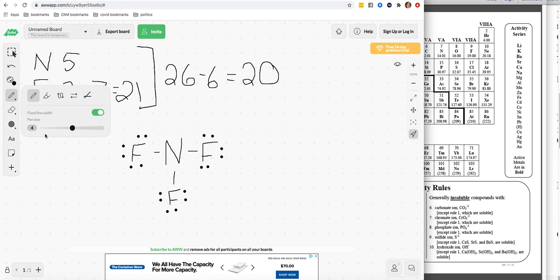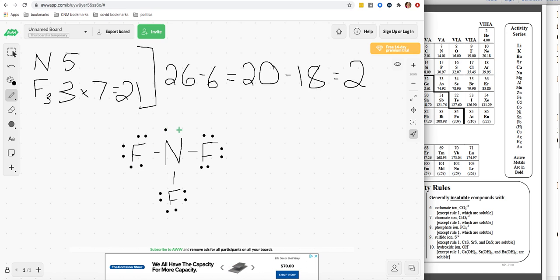So now we subtract out the 18 that we've used. So now we have 2 left. Now we need to check the center atom and see if it has an octet. So far all of its electrons are coming from the 3 bonds. So it has 2, 4, 6, and we've got 2 left. So that works out beautifully. So we add those here and here.